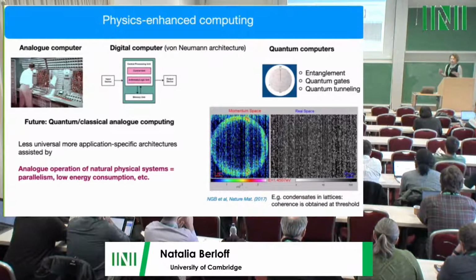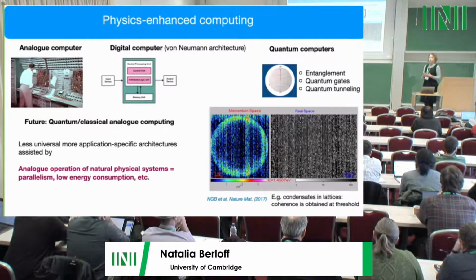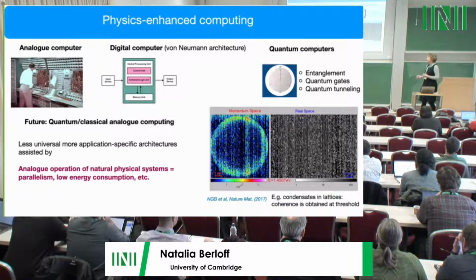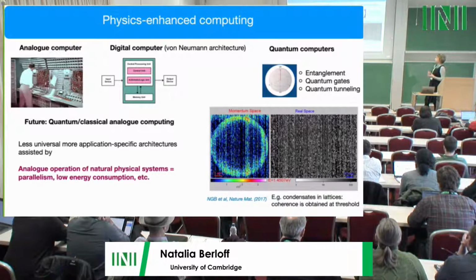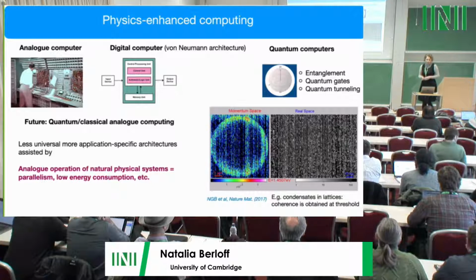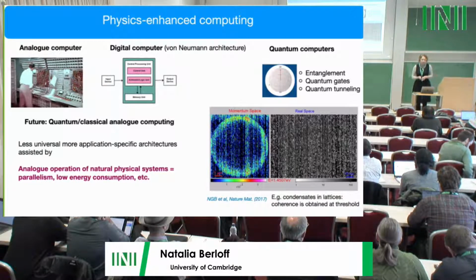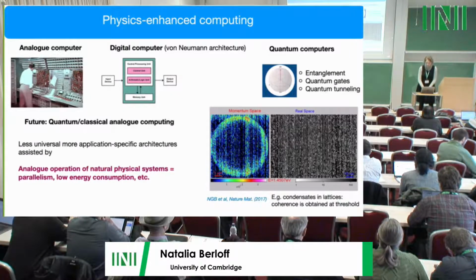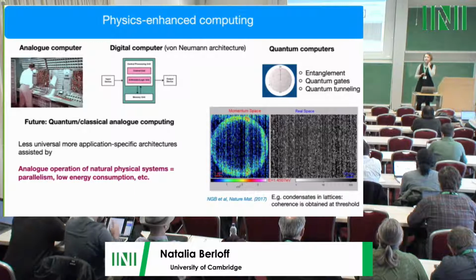On this route, we use, of course, parallelism, since many processes occur in the system simultaneously. If we have optical or other low-energy-consuming devices, we can expect them to be extremely energy efficient. So we hope that this analog operation of a natural physical system is the next step in solving specialized problems. Here I would like to give you one example. This is an experimental image. What happens here occurs on a time scale of 100 picoseconds.